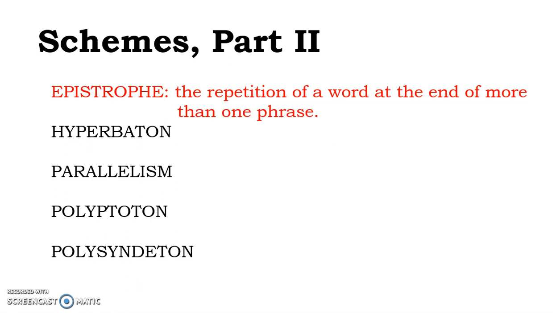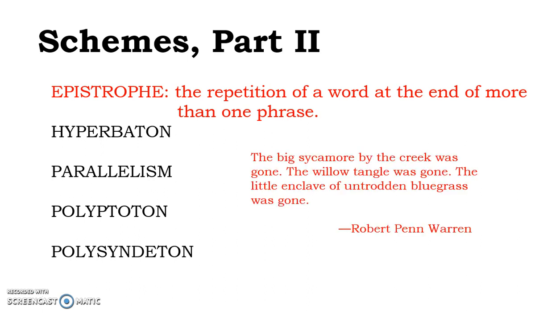Epistrophe is the repetition of a word, or word phrase, at the end of more than one phrase. So here, this excerpt from Robert Penn Warren: the big sycamore by the creek was gone. The willow tangle was gone. The little enclave of untrodden bluegrass was gone. The repetition of those same 2 words at the end of each of those clauses.